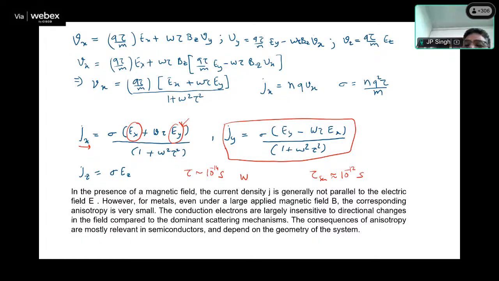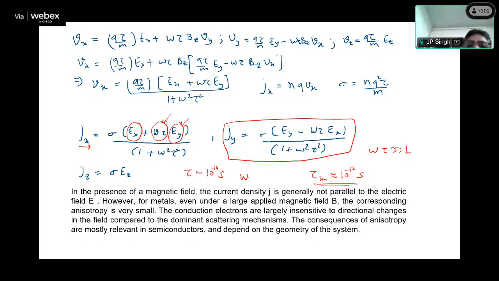When you are talking about omega tau, in this case my omega tau should be greater than 1. That is one condition here, because if it is less than 1, then this term is going to be insignificant. It means my tau should be larger. So that is one condition we get here. In a semiconductor it is around a picosecond, whereas in metal it is 10 raised to power minus 14 second.